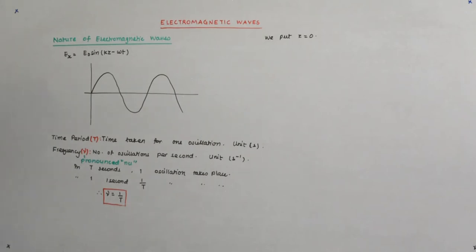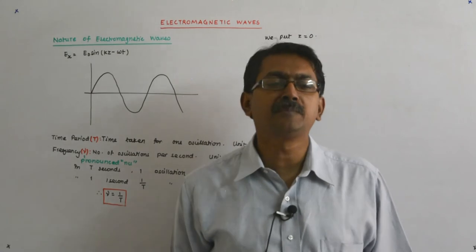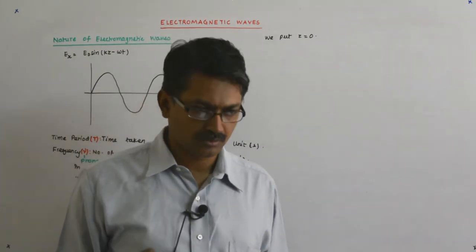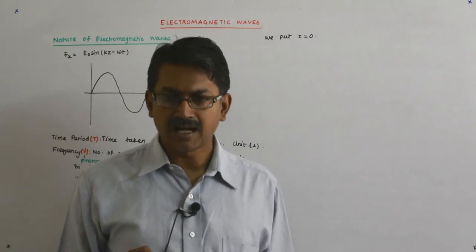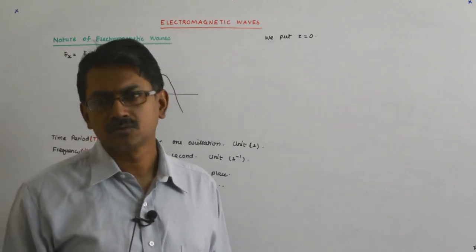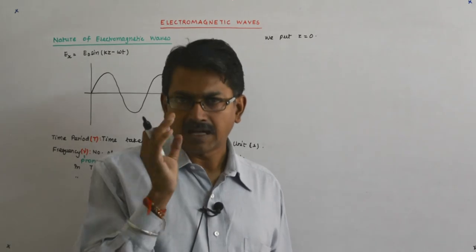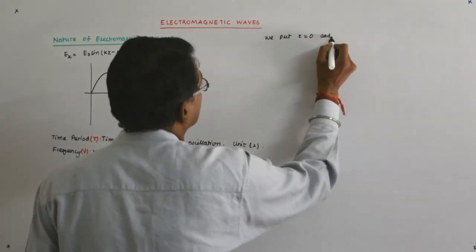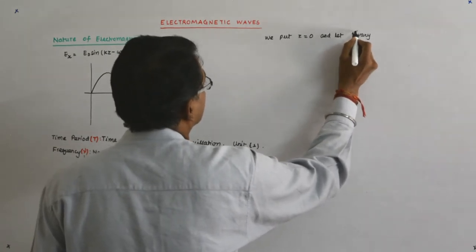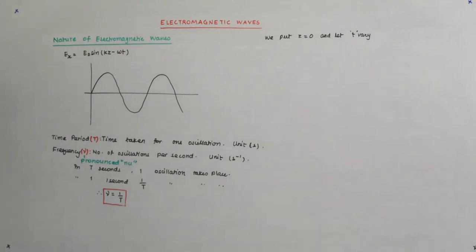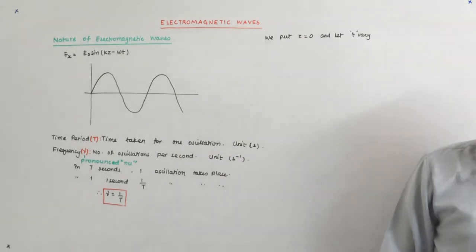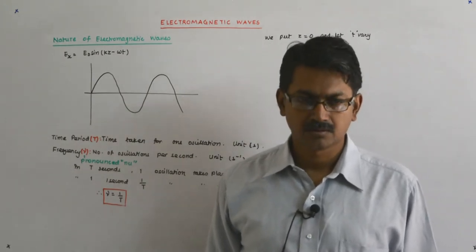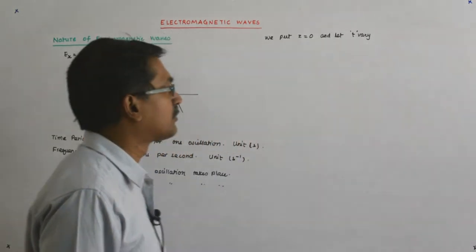What do I mean by that? By saying that z is equal to 0, what do I mean? I mean that I am stationed at z equal to 0. Understand? I am stationed at z equal to 0. I focus only at one point. We put z equal to 0 and let t vary. Let the time vary. But you'll concentrate only at one point.